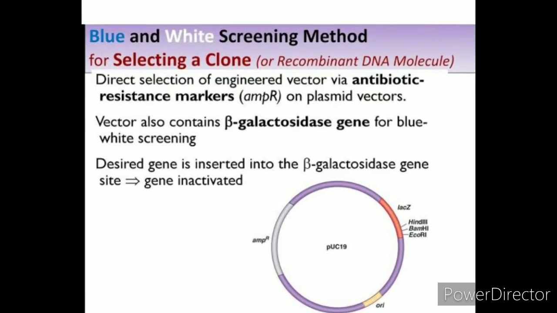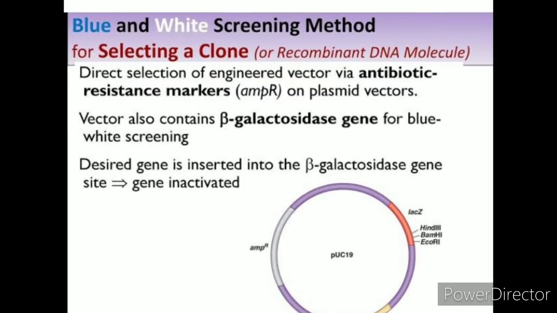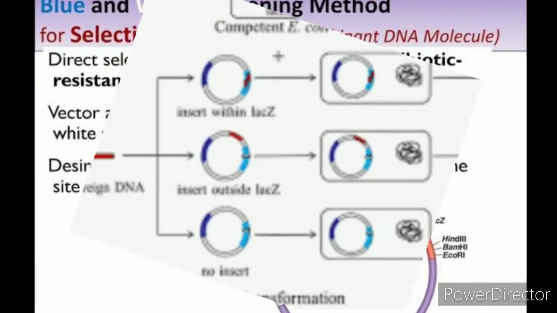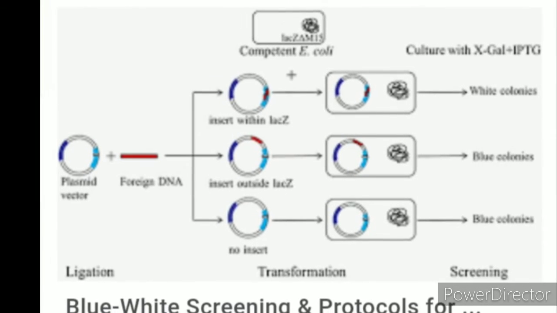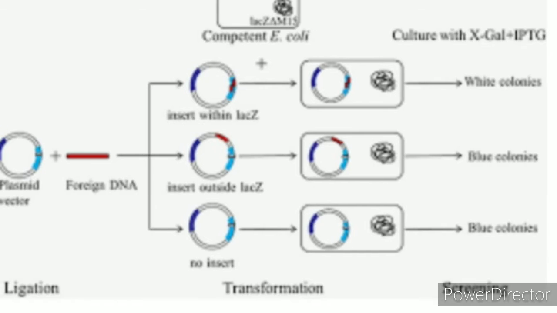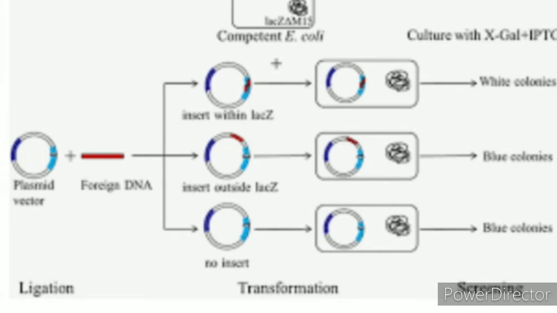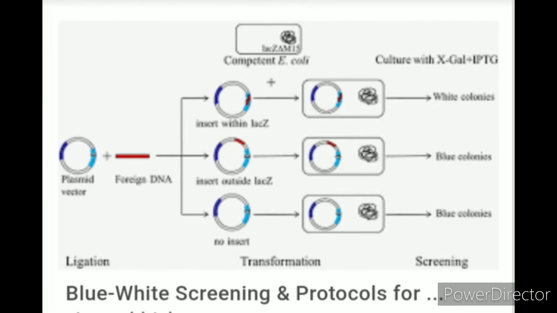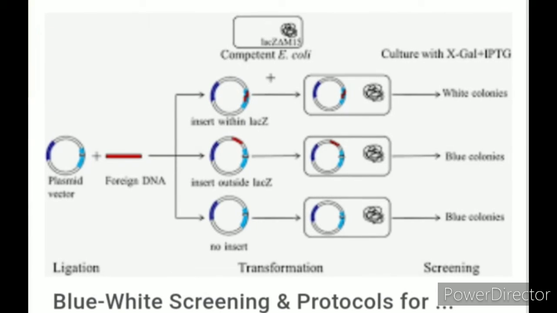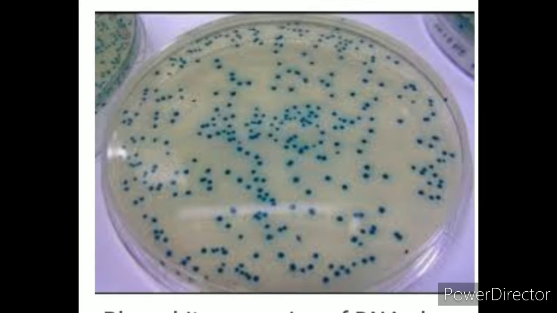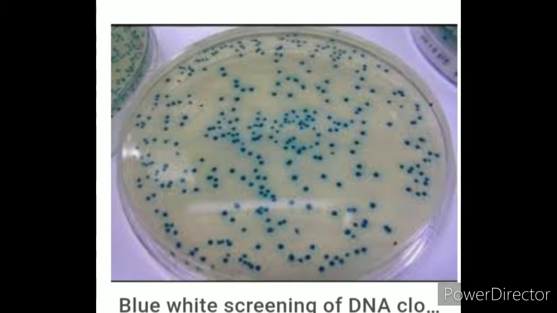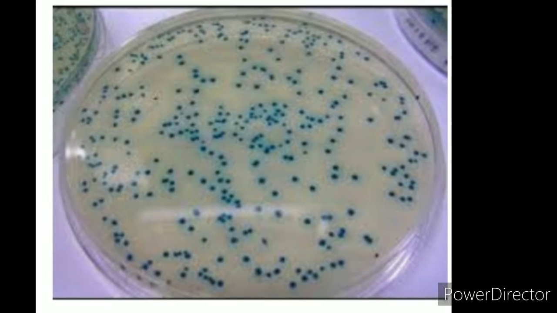Beta-galactosidase breaks a synthetic substrate called X-gal, which gives a blue color product. If a foreign gene is inserted into LacZ, this gene will be inactivated. Therefore, no blue color will develop. It becomes white because beta-galactosidase is not synthesized due to inactivation of LacZ.